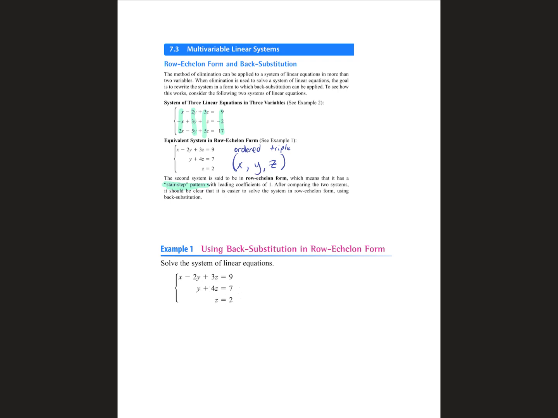Okay, guys, here is 7.3 part 1. We already did part 2, which was the partial fraction decomposition. And this section, part 1, is another way for you guys to solve equations.